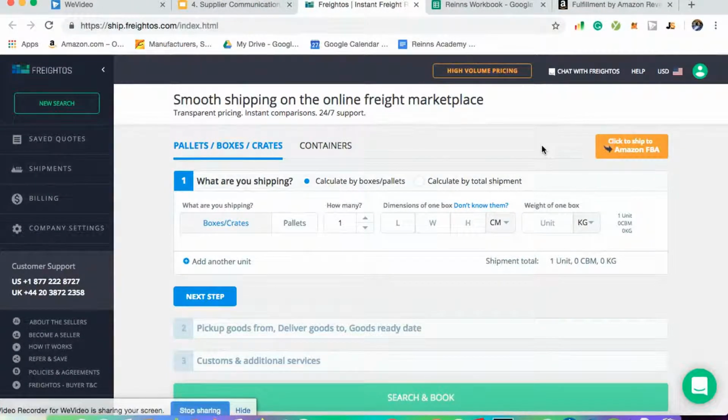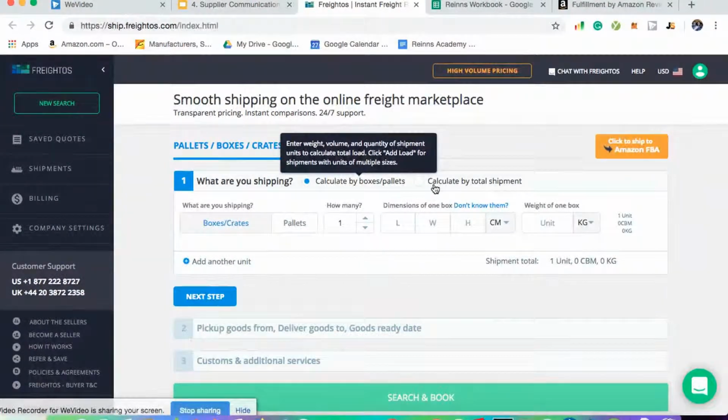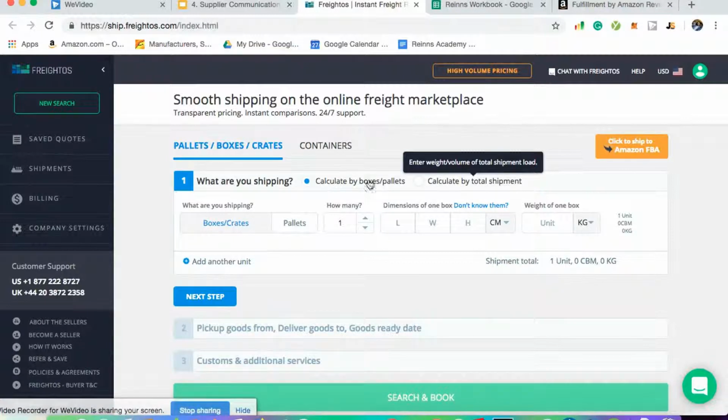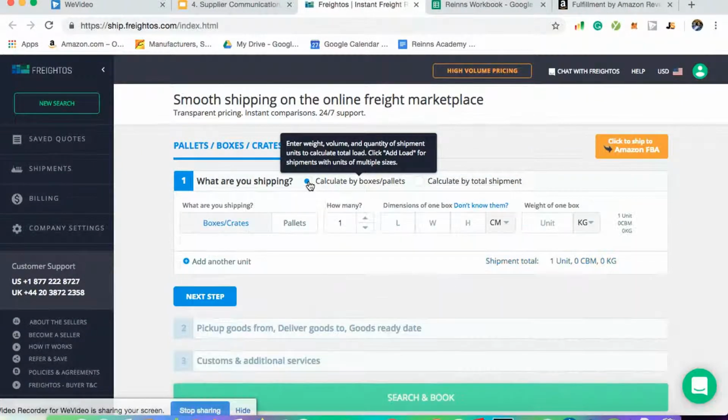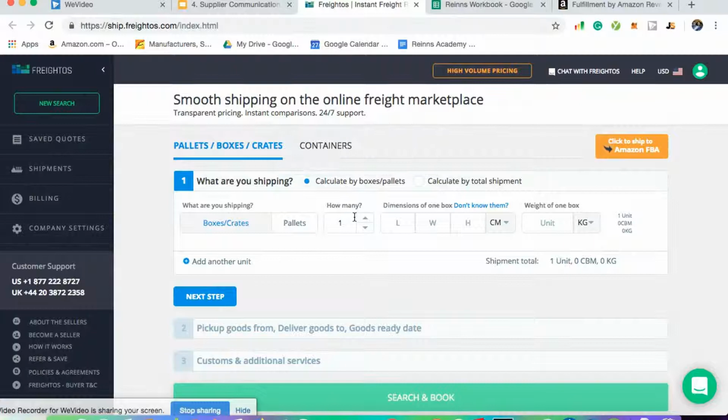let's dive into how to use this tool actually. So number one here, which says, what are you shipping? Okay, calculate by boxes or by total shipment. So normally, if you have a supplier who has given you every single thing, then you'll just have to use this. Normally suppliers provide you with all the information you need. For the purposes of demonstration, I'm going to use calculate by boxes, because this is what's really interesting, and this is where you're going to input everything.